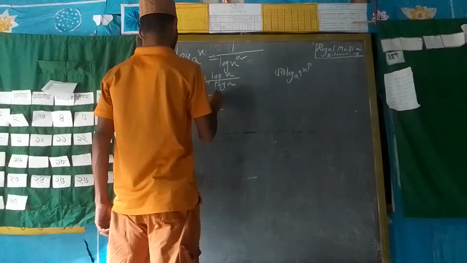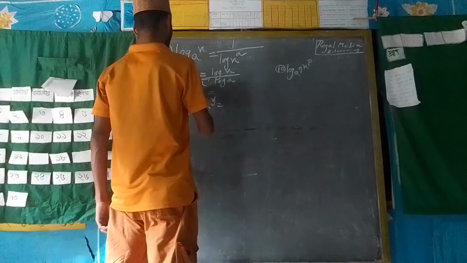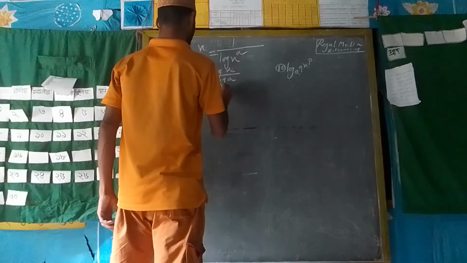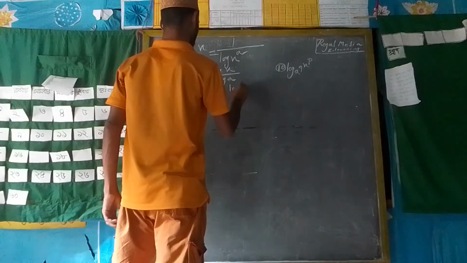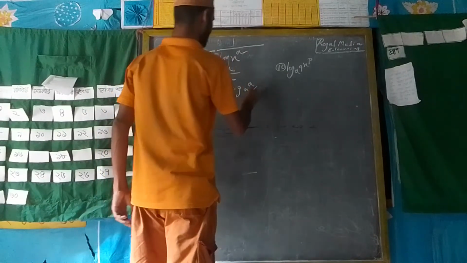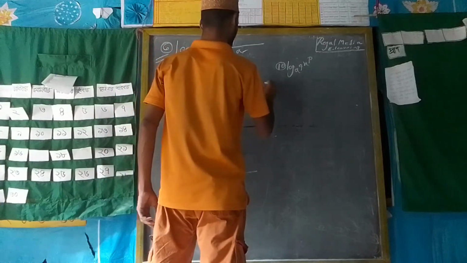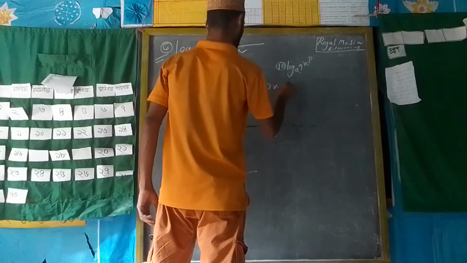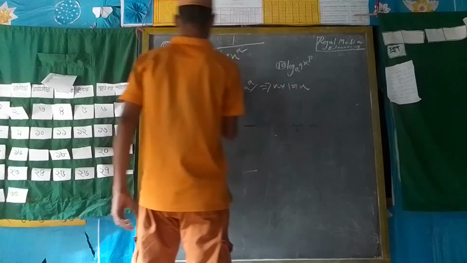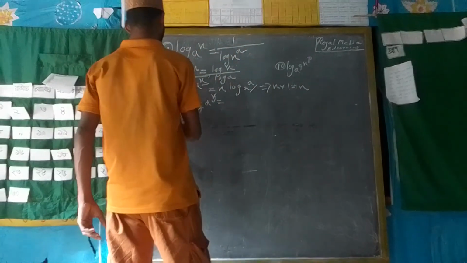Then number 8, here log a x, then x power x comes to first, then log a a. We know similar means 1, then x into 1 equals x for question number 8.